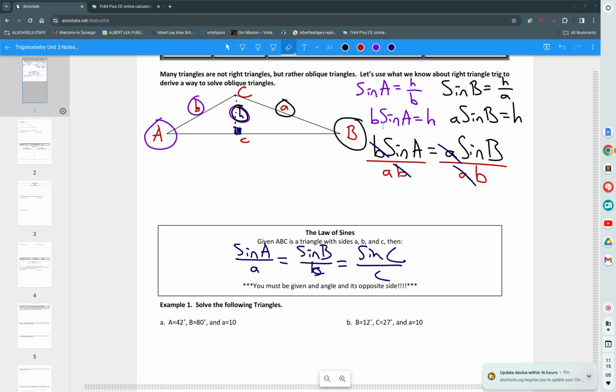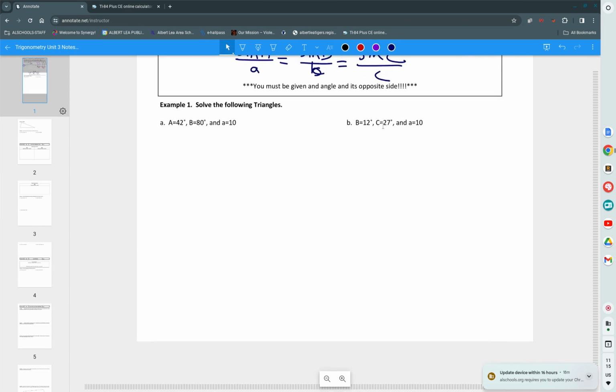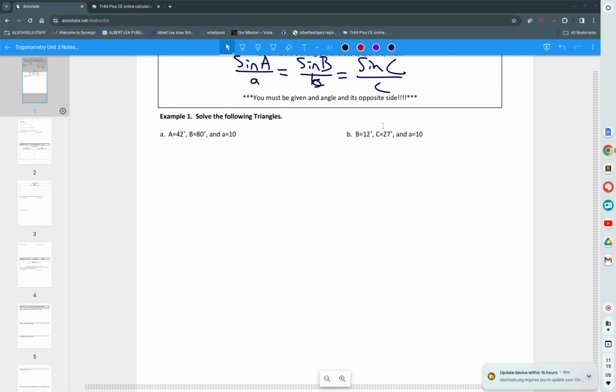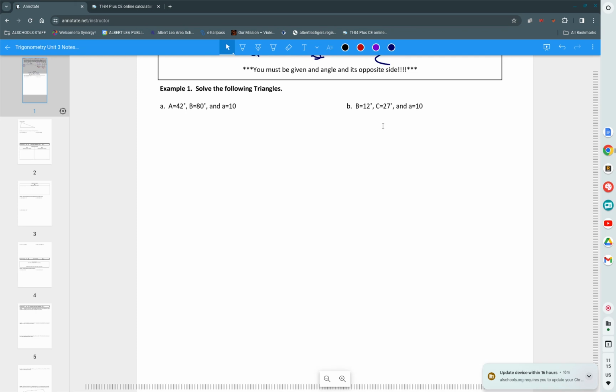As I go back up here before we show the first example, I just want to be clear that this requires, as it says, sine of A over a. You like to have an angle and its opposite side. Angle and its opposite side. So, let's go ahead and solve a triangle today. We're going to do example 1, and we're going to get you practicing right away.